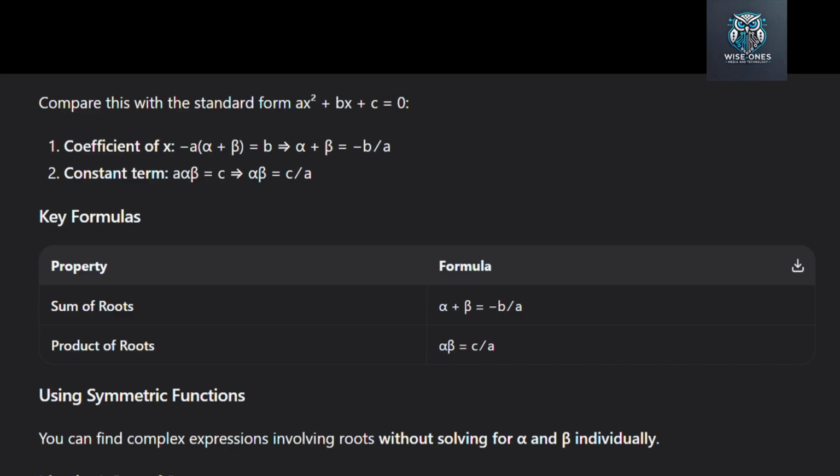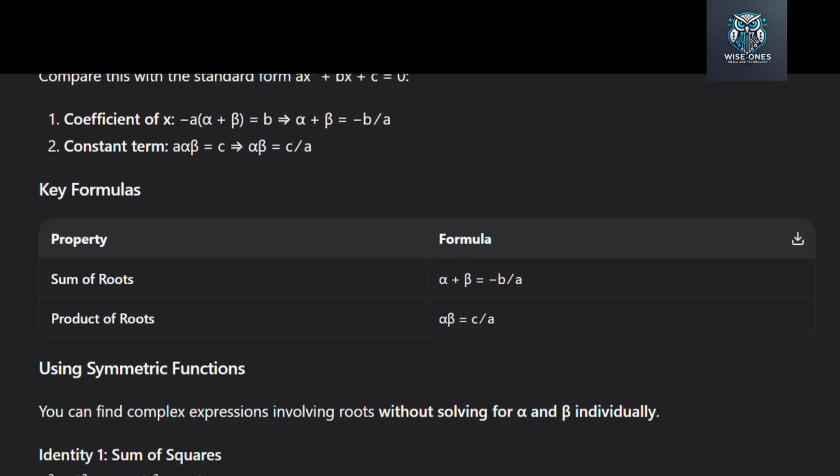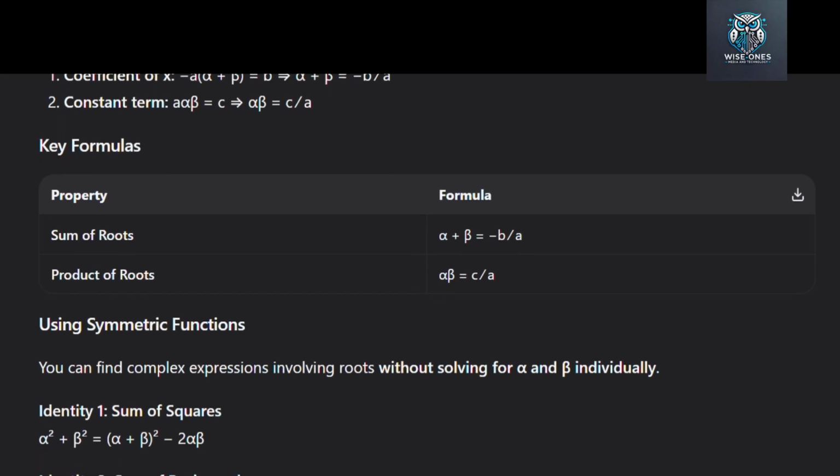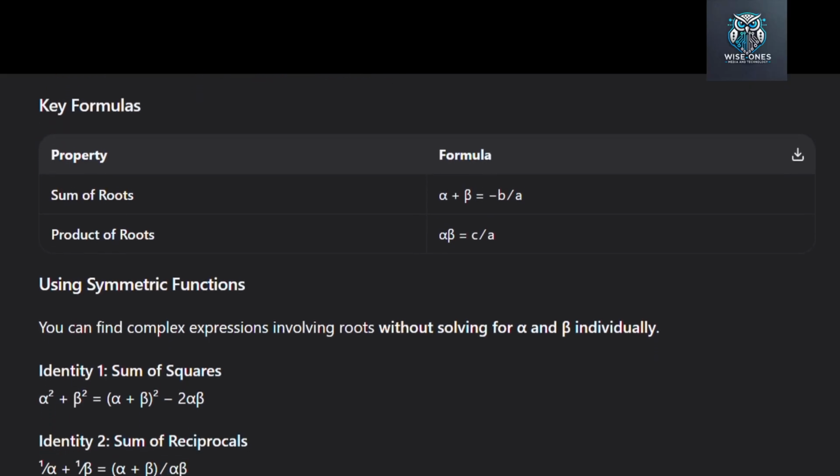Here are the key formulas you must memorize. Sum of roots, alpha plus beta equals negative b divided by a. Product of roots, alpha beta equals c divided by a. Why do we use this? You can find complex expressions involving roots without solving for alpha and beta individually. This saves time in exams.